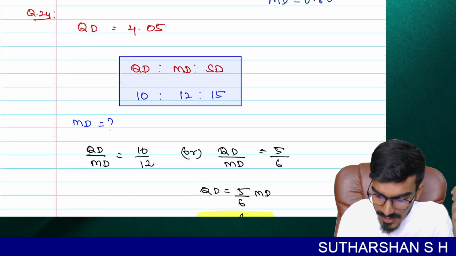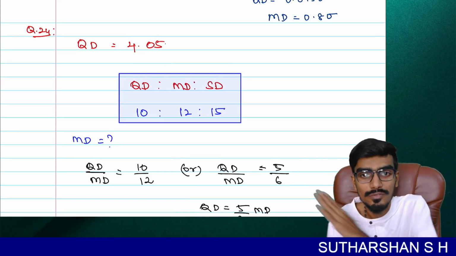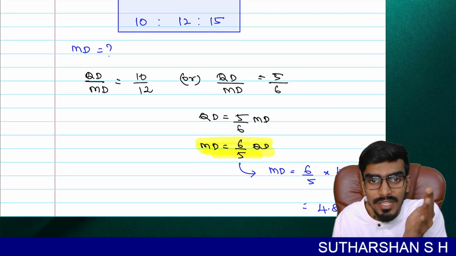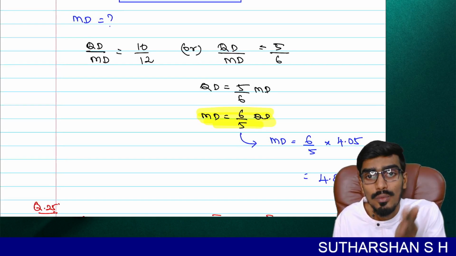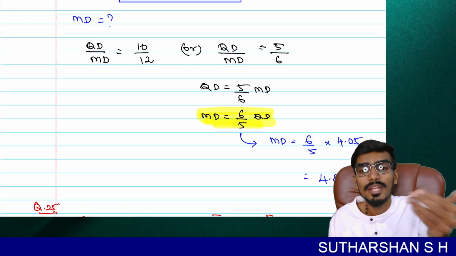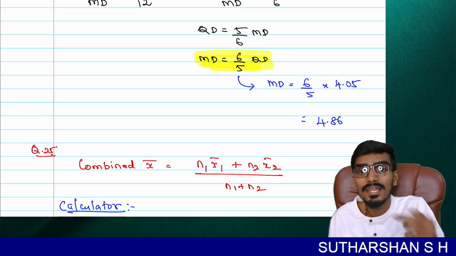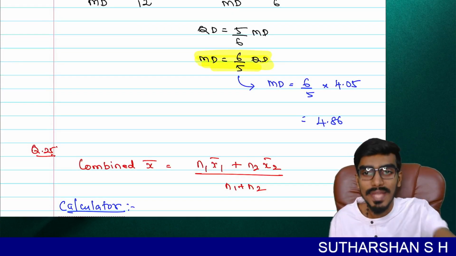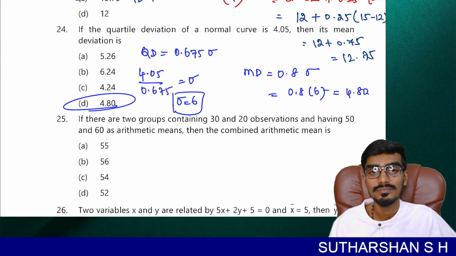this can be written as something you can remember. QD : MD : SD is equal to 10 : 12 : 15. If QD by MD is 10 is to 12, QD by MD is 5 by 6. You can write QD is equal to 5 by 6 of MD, or MD is equal to 6 by 5 of QD. So MD, if you want directly, is 6 by 5 into 4.05, which you will get as 4.86, which is approximately equivalent to 4.80.